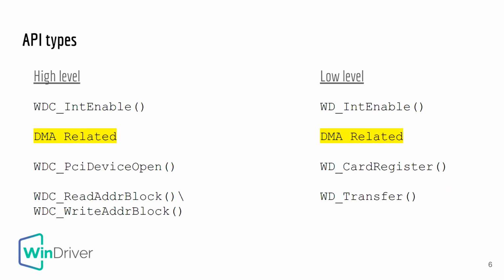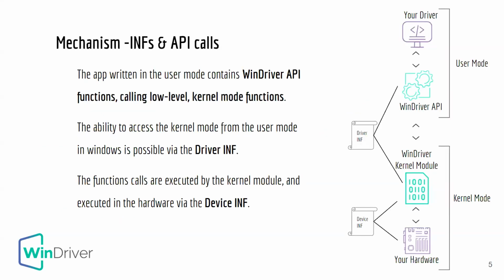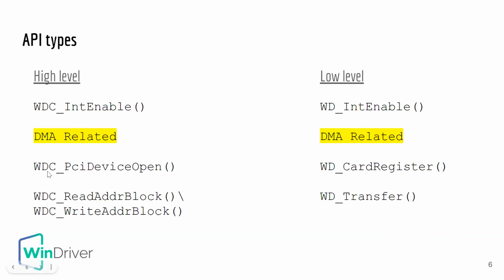Just before we dive in, I want to talk about API types. We have high-level APIs and low-level APIs. High-level APIs are called from user mode, and low-level APIs belong to kernel mode. We recommend working with high-level APIs only. You can recognize them by the WDC, WDU, or WDS prefix. The low-level API does not have the C, it's just WD, but high-level APIs have WDC, WDU, or WDS initial.